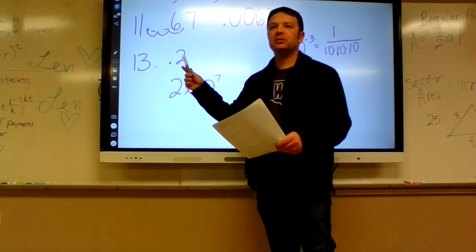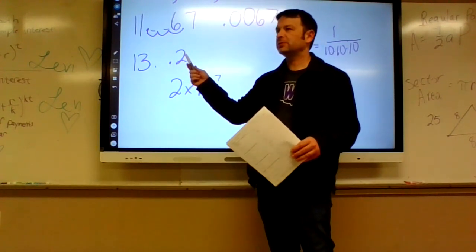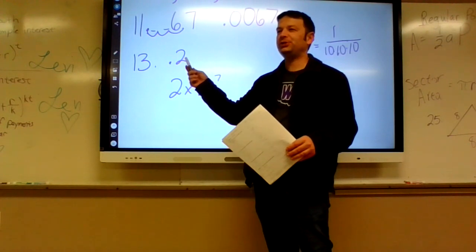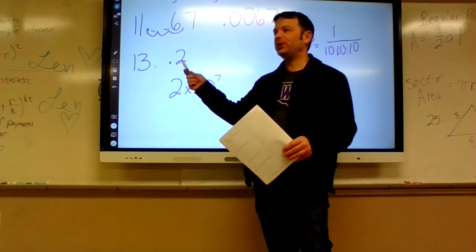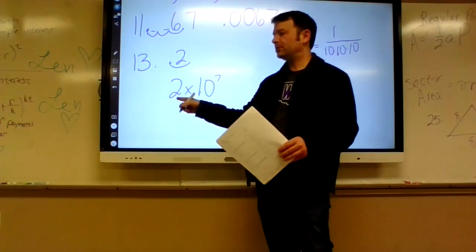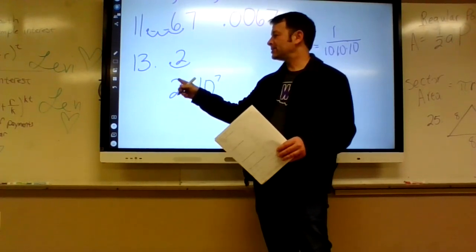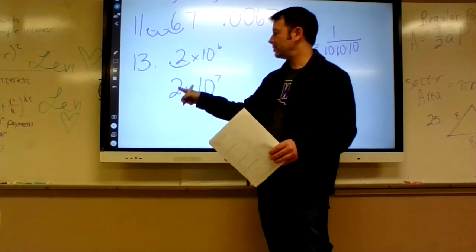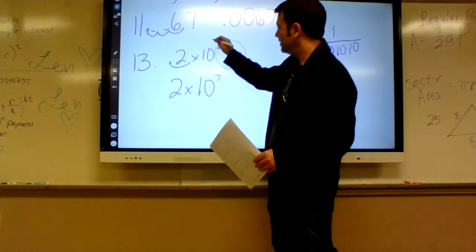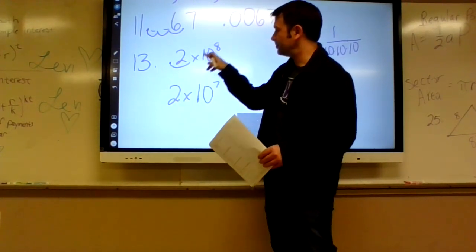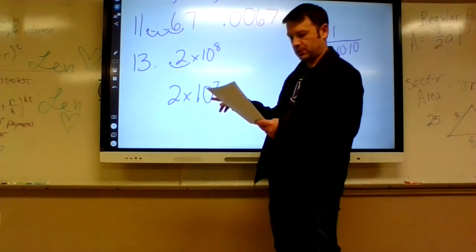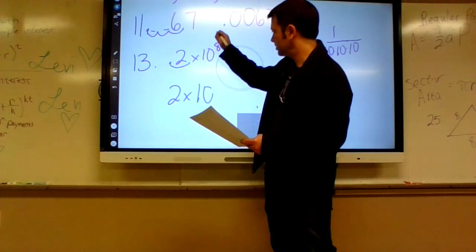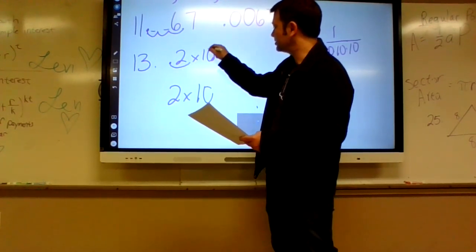Okay, she said bigger, I think. She said smaller. Okay, so it went from 0.2 to 2. So if you make this number bigger, then you have to make this number smaller. Wait, did I get it wrong? Yeah, we got it wrong, didn't we? Oh, I think we still got it wrong.